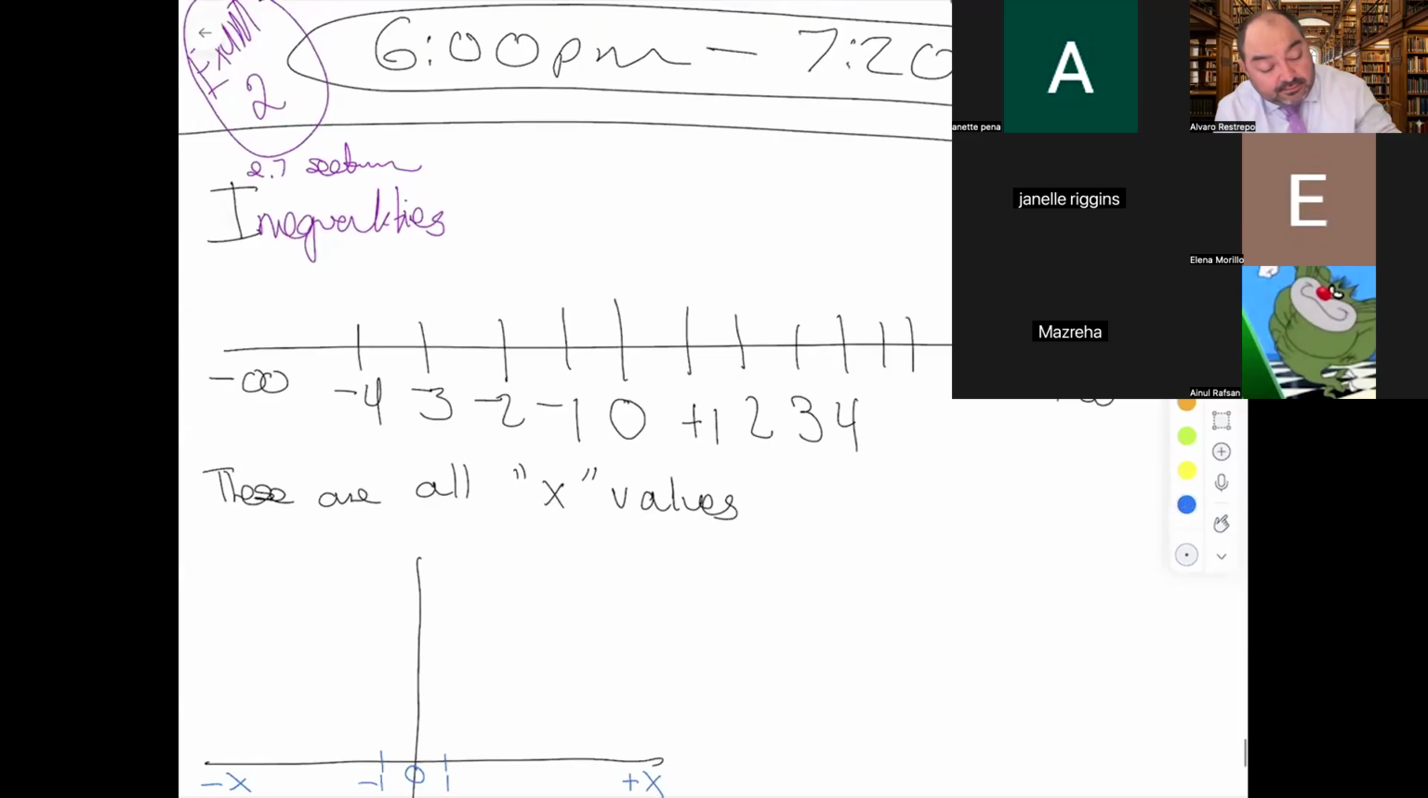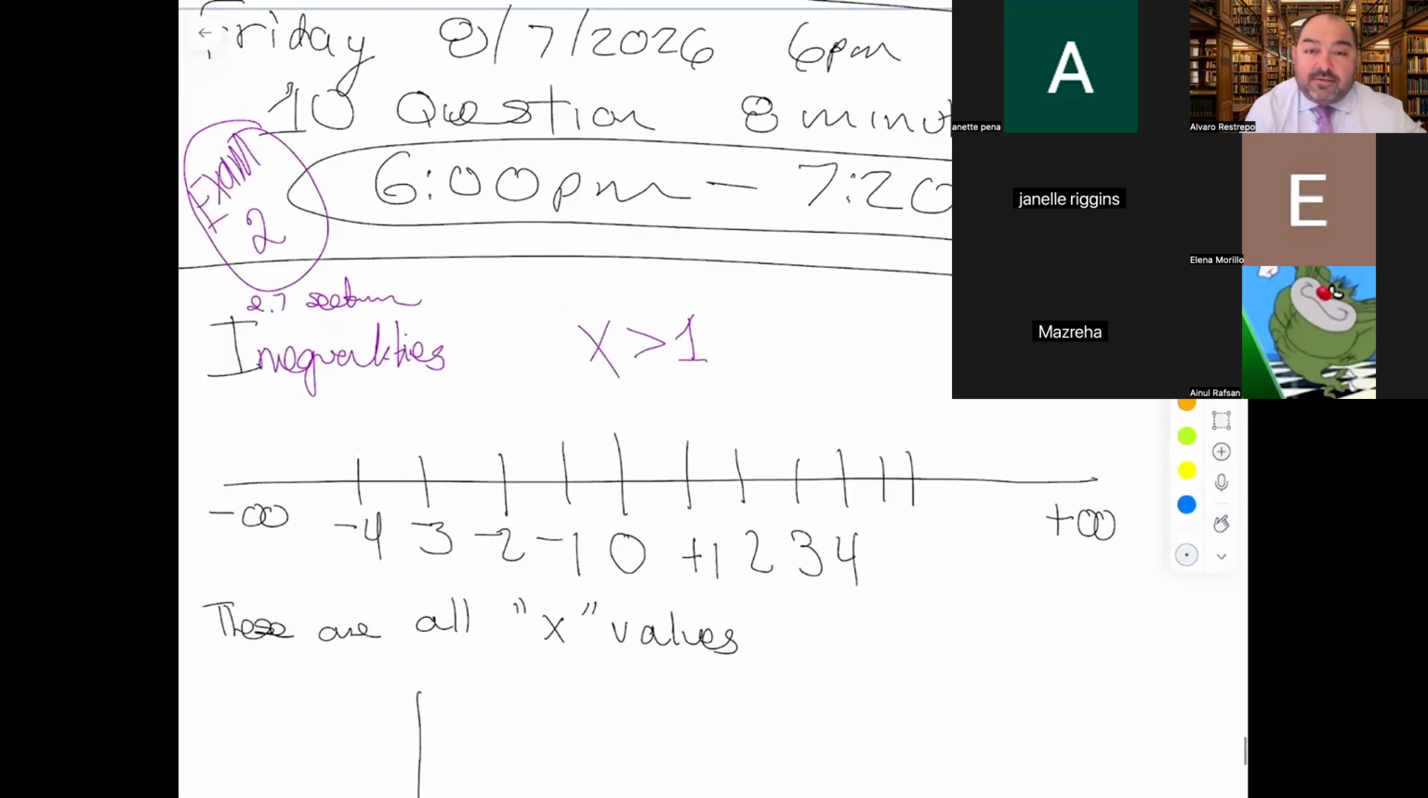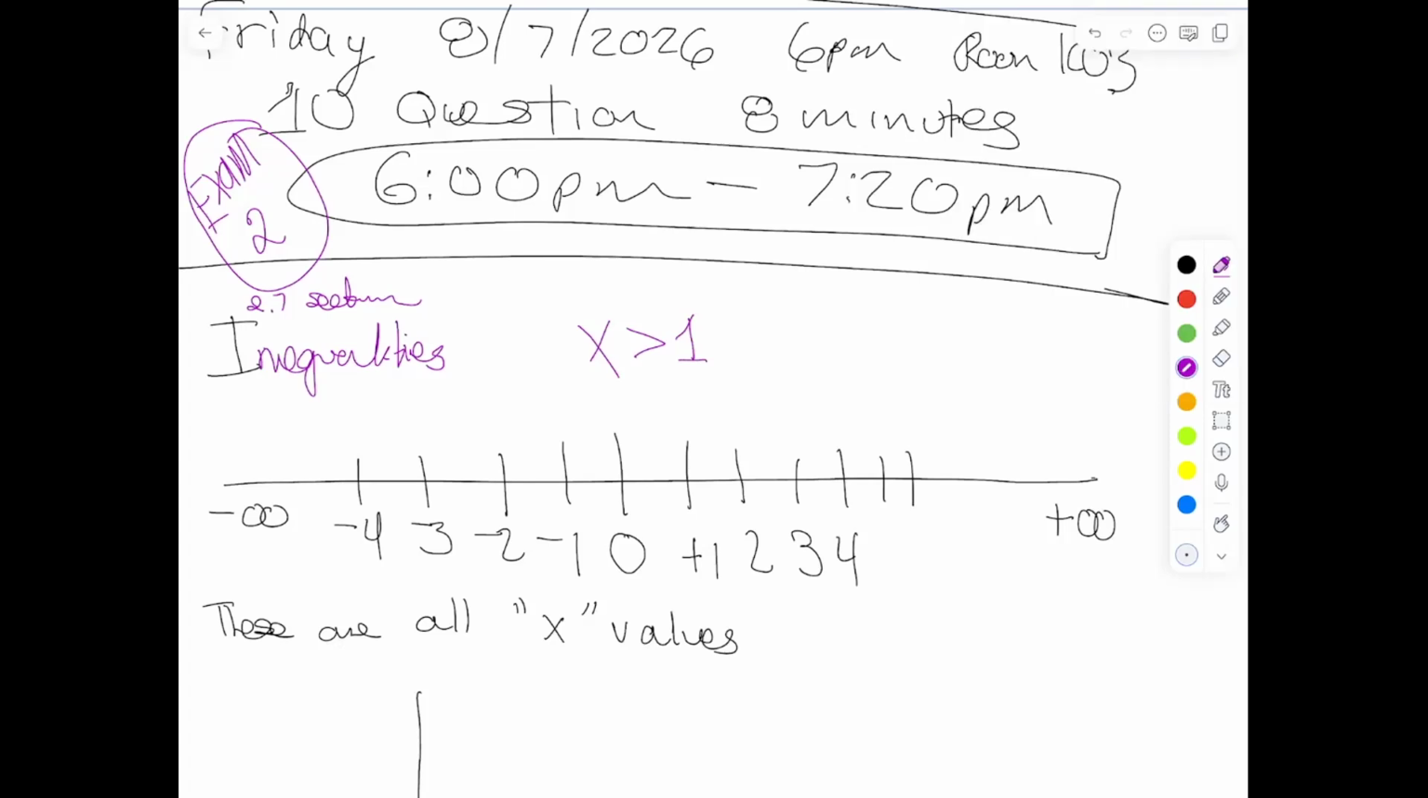If I say on this number line, x is greater than 1, where would I put my first x value on this number line? So this is my number line. Where would I put my first x value if x is greater than 1? Two. So I am going to put it right here at 1.